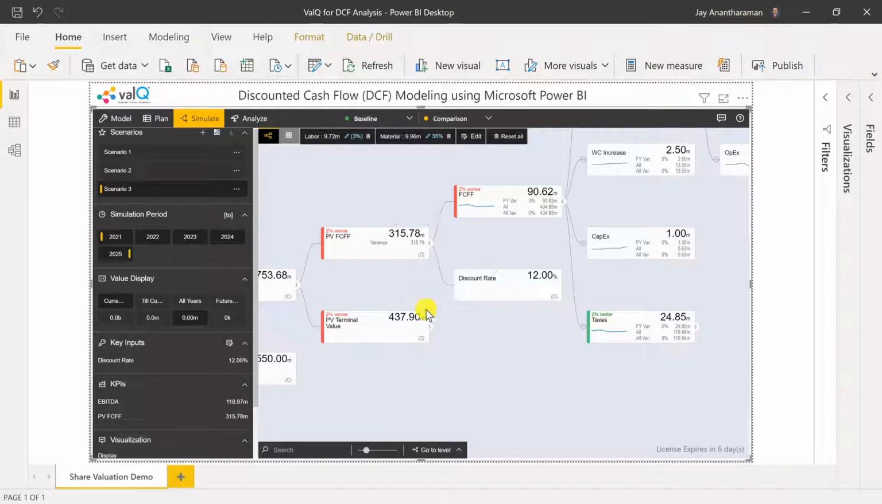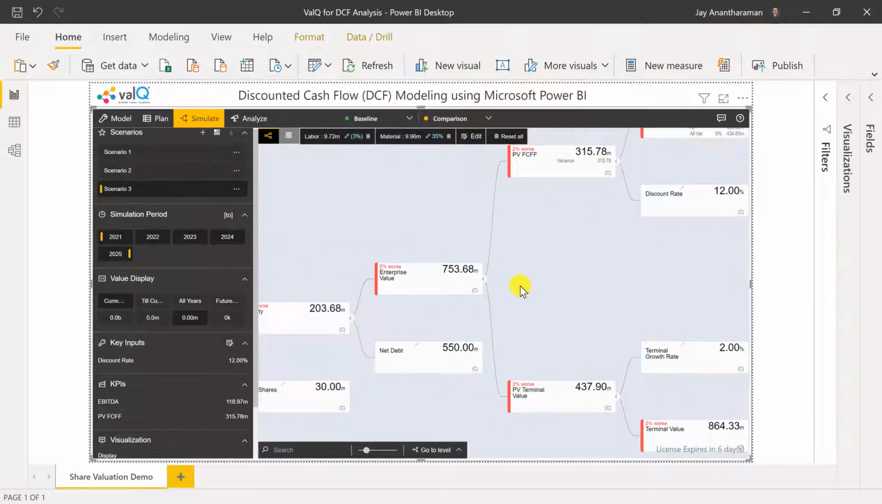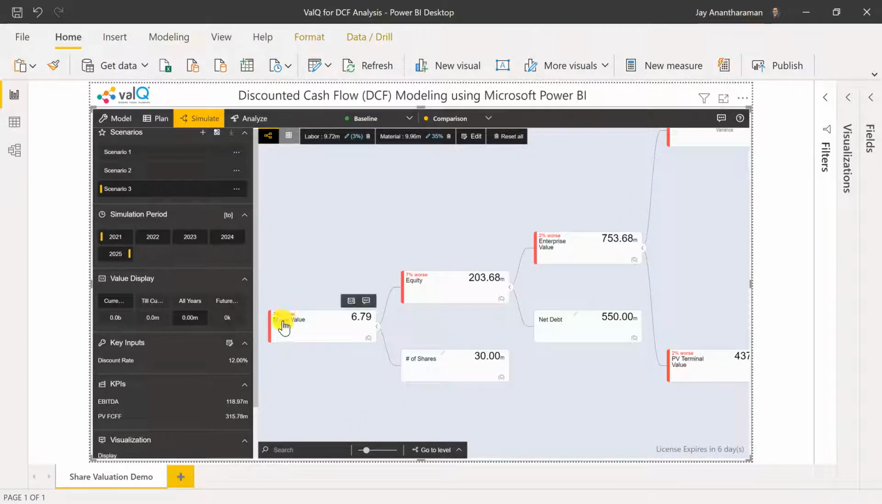And ValQ also allows you, based on an assumption of terminal growth rate, to calculate the present value of the terminal valuation. And based on these two, you calculate the enterprise valuation. And finally, you arrive at the share value. And based on these two changes that we did, so basically cost of material going up by 35% and labor getting better by 3%, we can see that there is a net 7% worse performance for the valuation of this company.